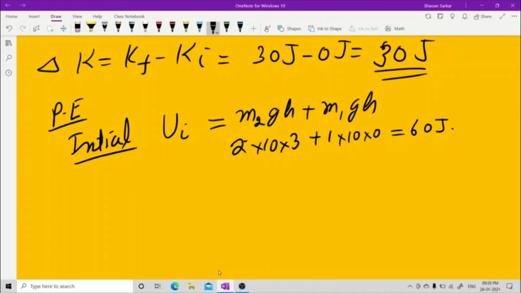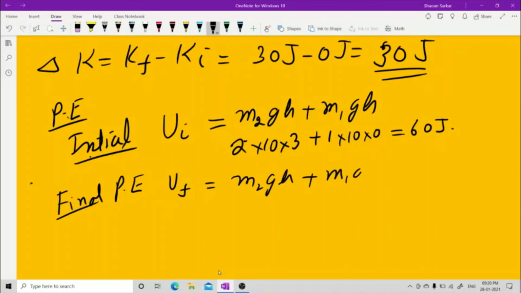Now the final potential energy, when the 2 kg mass comes down and the 1 kg mass goes up. This was the initial potential energy; this is the final potential energy, U final. Again you write the same formula, m2 g h plus m1 g h. M2 is 2, with height 0 because it now reaches the ground, and the m1 mass goes up: 1 into 10 into 3, this is 30 joules.